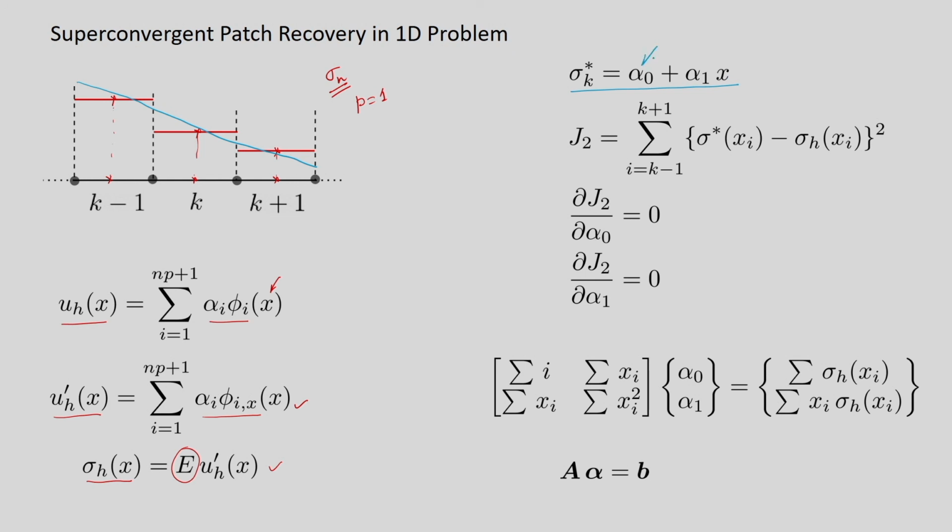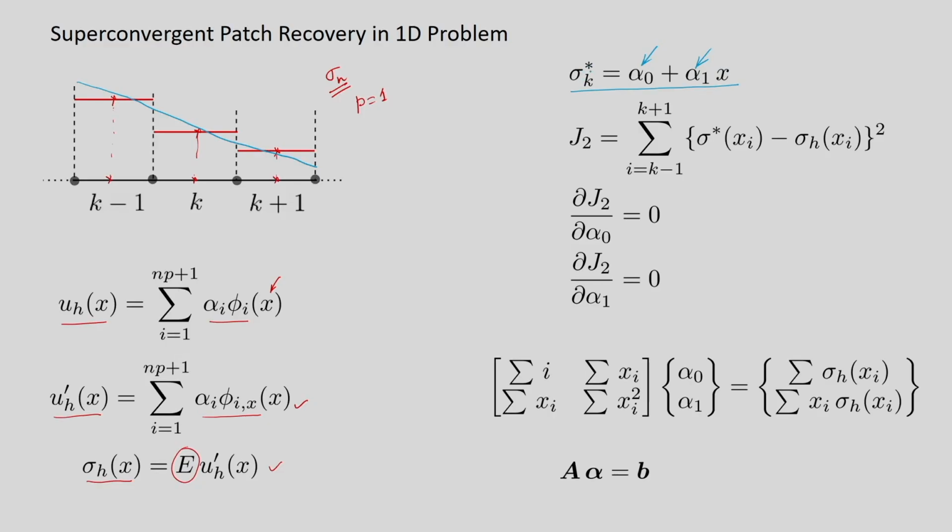This alpha naught and alpha 1 are unknowns that we need to find out, and the stress that we will obtain from this function, we will call it the recovered stress. This superscript star denotes that this is a recovered stress, and the associated suffix k denotes that the internal element is the kth element. So, we are doing it for the kth element.